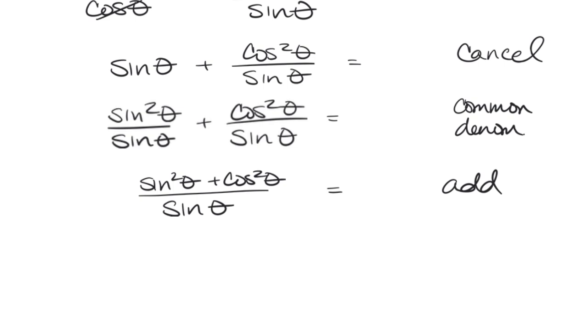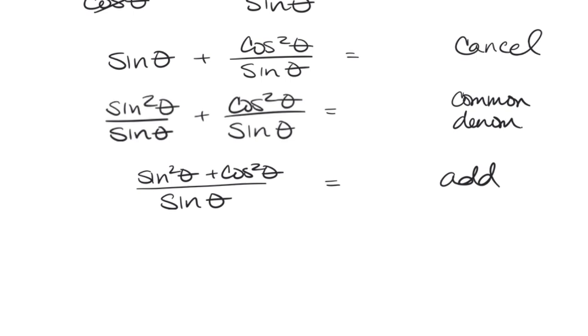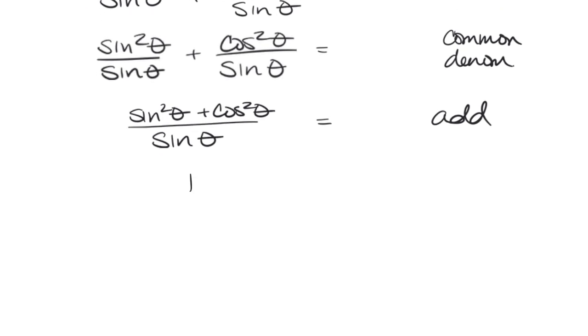I see two things that are squared. Where should we look on our formula chart when two things are squared? Oh, it's 1. Yes, we have that Pythagorean identity. Sine squared of theta plus cosine squared of theta is equal to 1. That whole thing can be substituted for the number 1. That's your Pythagorean identity.